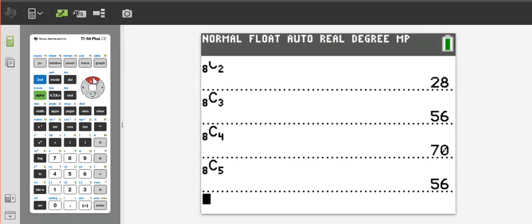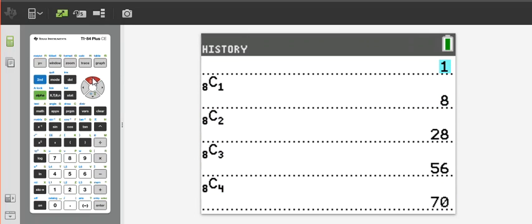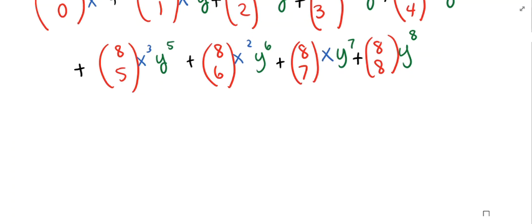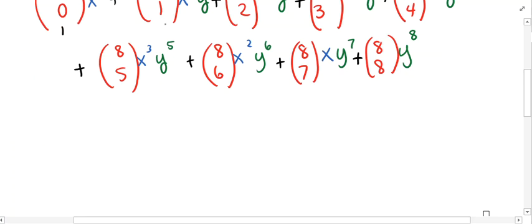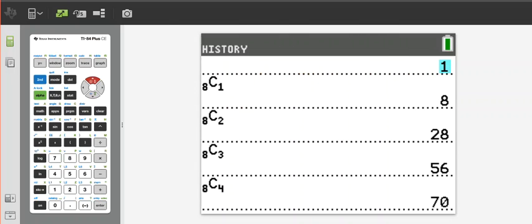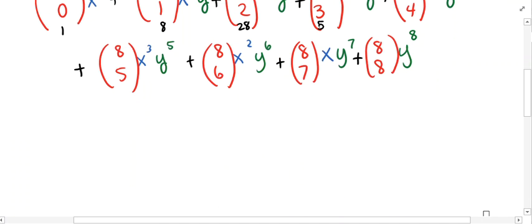Okay, so let me write these down. Our first binomial coefficient was 1, then 8, then 28. I'm going to write these in black. This is going to be 1, 8, 28 on this one. And then we have 56 and 70. And then they start to repeat. So this one will be 56, this one will be 28, this will be 8, this will be 1.